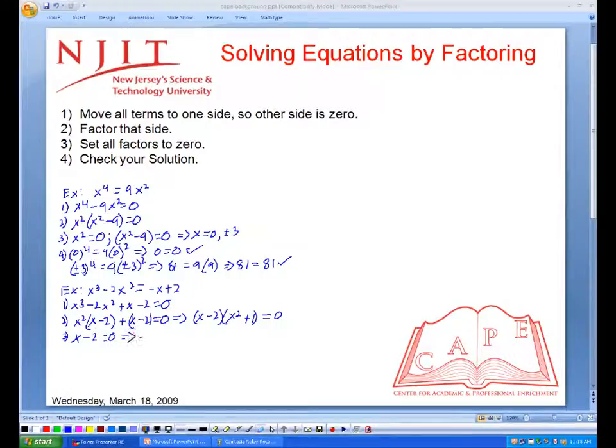So x minus 2 equals 0, which means x equals 2. X squared plus 1 equals 0, which means x equals plus or minus radical negative 1, which equals plus or minus i. So that means that x can be 2 or plus or minus i. And then from there we just check these solutions as we did in the example above.